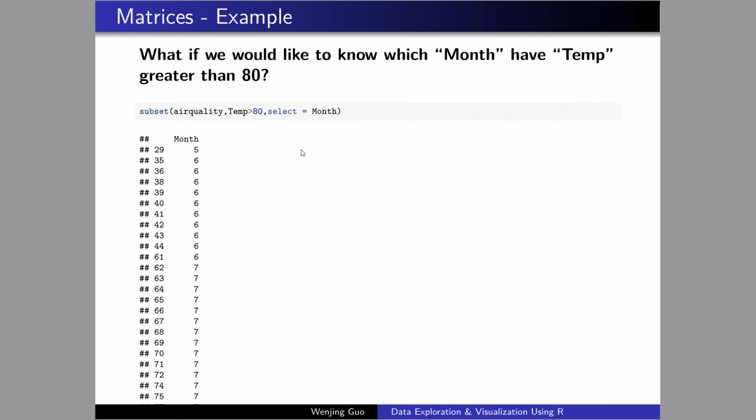What if we would like to know which months have temperature greater than 80 Fahrenheit? We can still use the subset function. Apart from the dataset and the condition here, we use the select argument. In our example, we let select be equal to Month because we would like to select the Month variable. And here is our output.